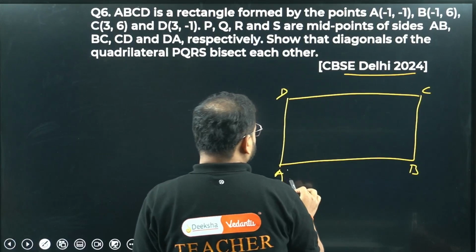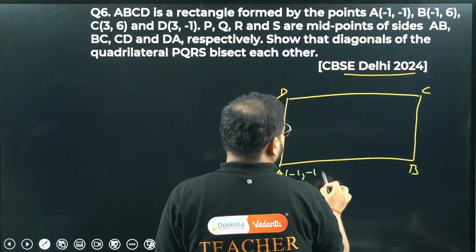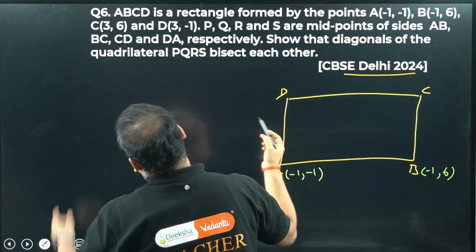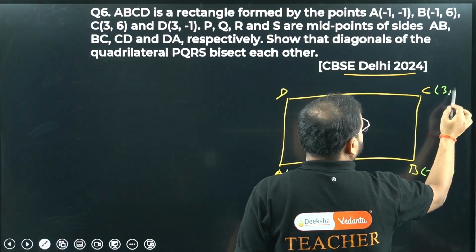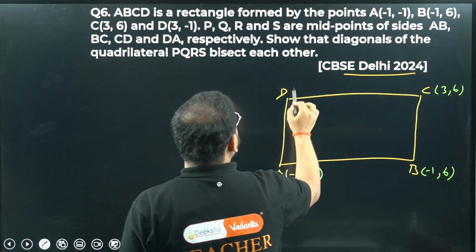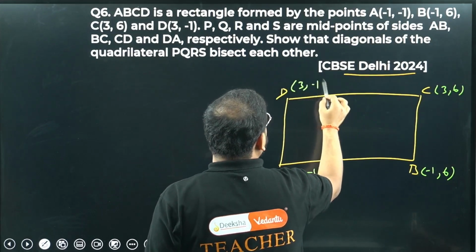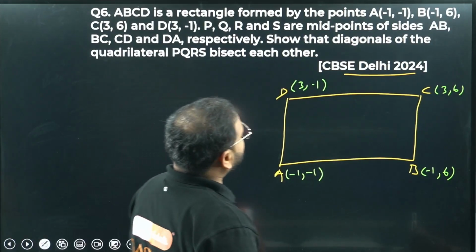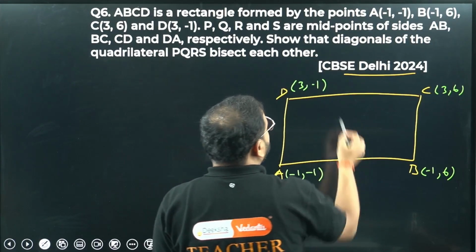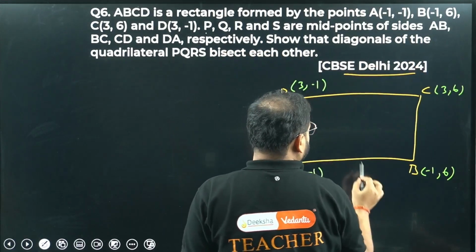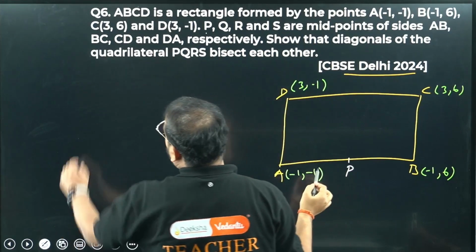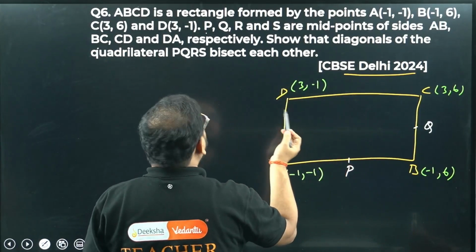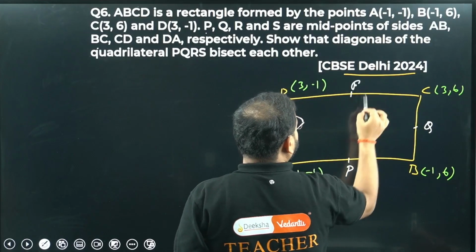So A is going to be what, sir? Minus 1, minus 1. B is going to be what, sir? Minus 1 and 6. C is what, sir? 3, 6. And D is 3, minus 1. PQRS now. PQRS are the midpoints of the sides. P is for AB, right? Check here. P is for AB, so P is over here. Q is for BC. R is for CD. And S is here.